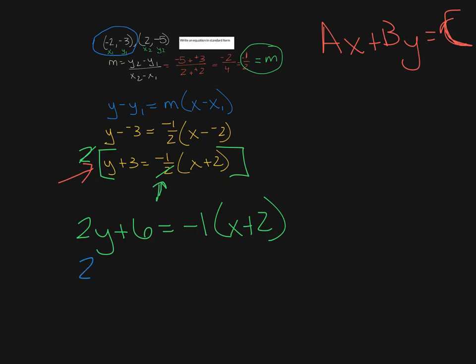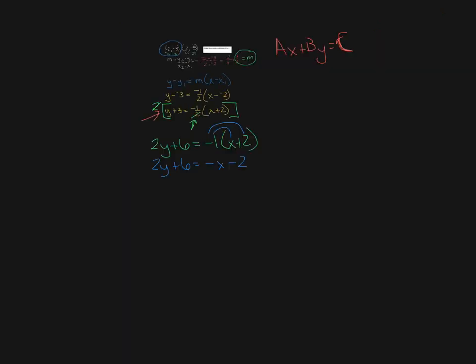So my next step would be to distribute that -1. -1 times x is -x, and -1 times 2 is -2. So the only thing I have to do is I need to move this x, add it to both sides so that it is on the left. When I do that, I get x plus 2y plus 6 equals -2.